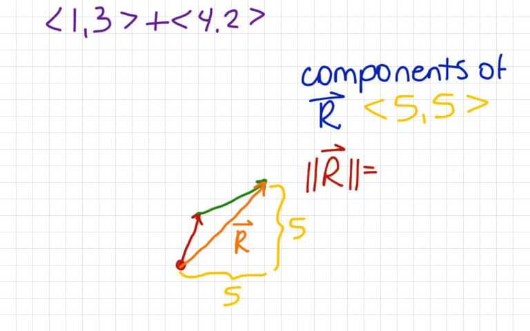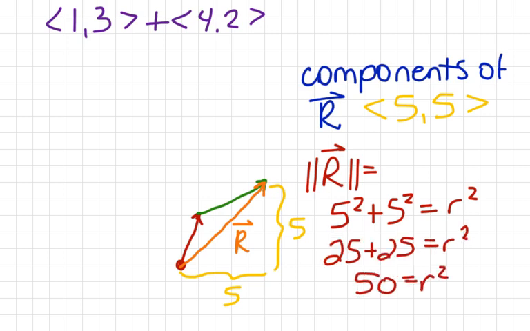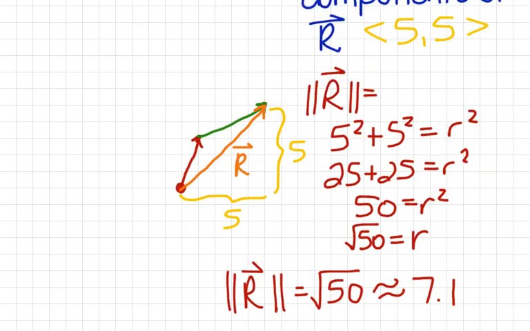To find the magnitude of vector R, 5 squared plus 5 squared is equal to R squared. And you simplify that, 25 plus 25, and so that's 50 is R squared. And again, we have to find what R is, so take the square root of both sides, and you get R is equal to the square root of 50. So the magnitude of vector R is equal to the square root of 50, which is approximately 7.1.